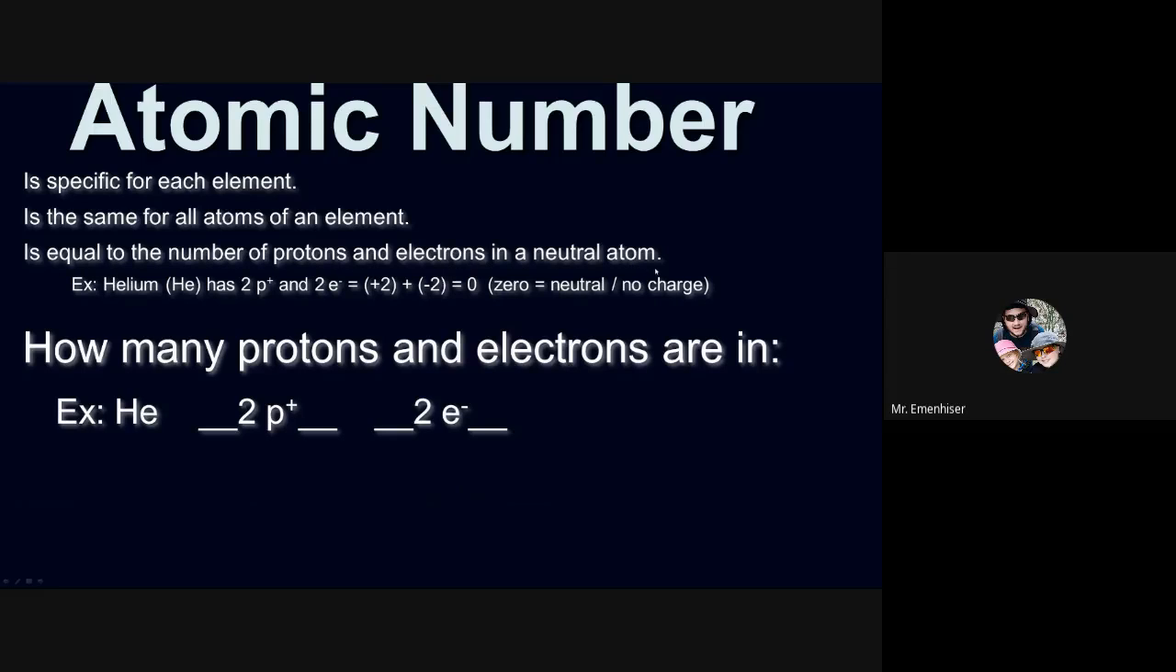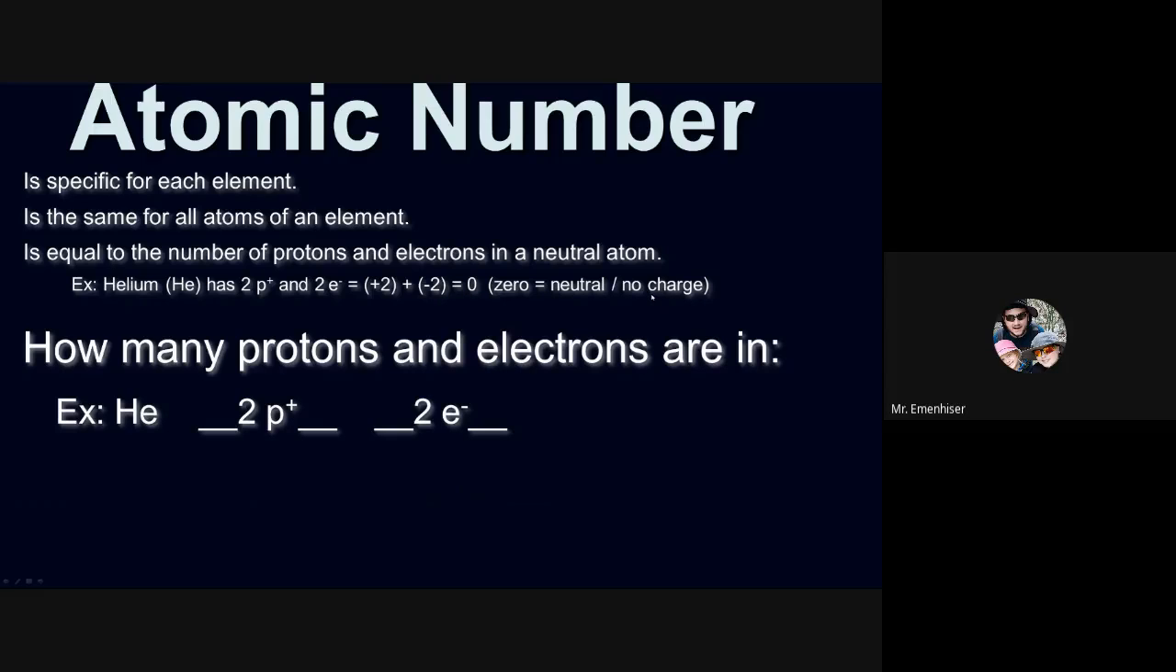Most atoms are neutral, so they have no charge. So helium, for example, has 2 protons and 2 electrons. So what do you get when you take a positive 2 minus 2? You get 0. You get no charge. So atoms have no charge.